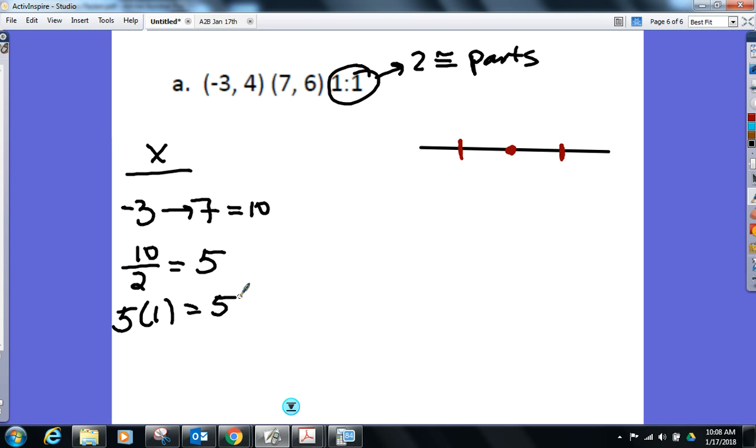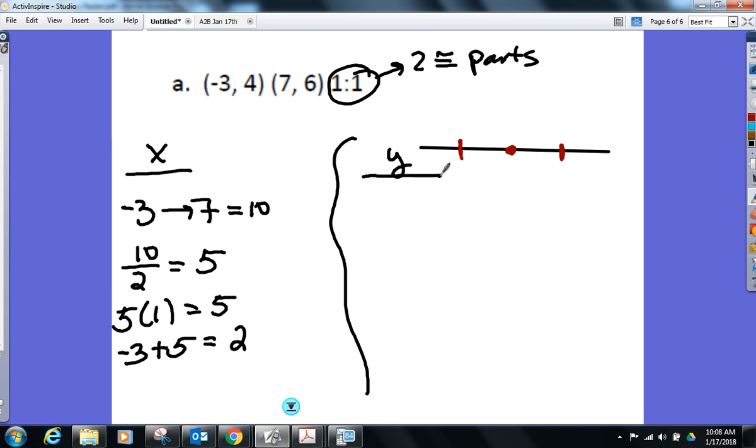Where do we start on the x-axis? -3. And you're traveling 5 units to the right. Where am I going to end up? At 2. And let's do the same thing for the y's. Where'd you start on the y-axis? 4, and you go to 6.